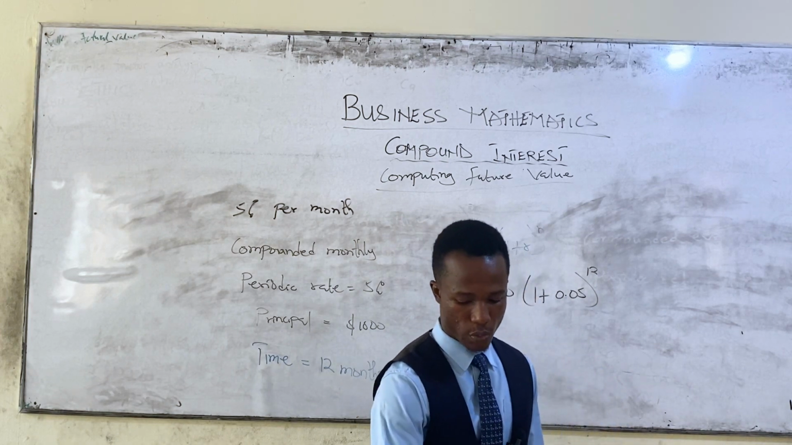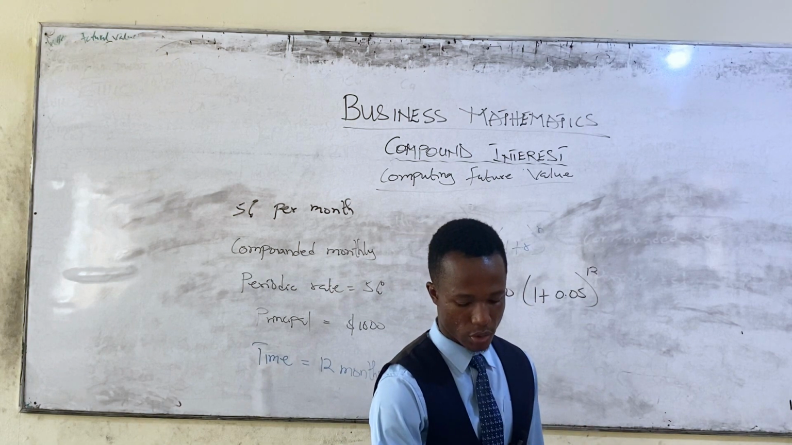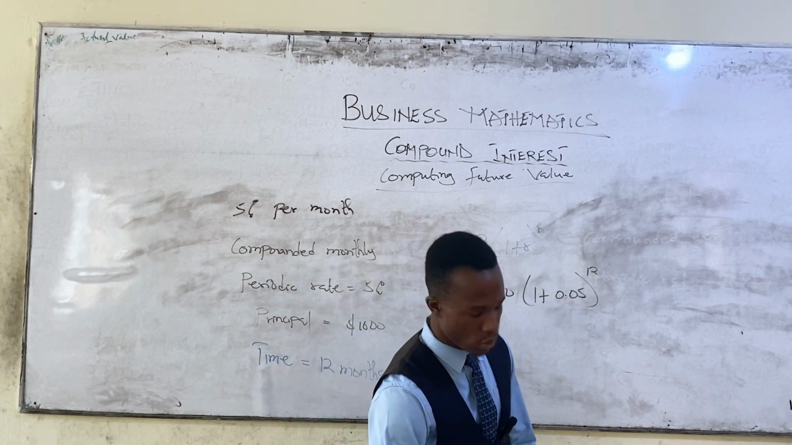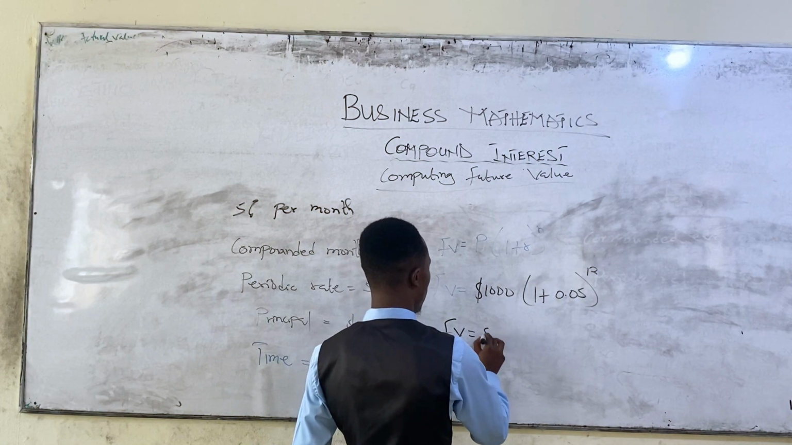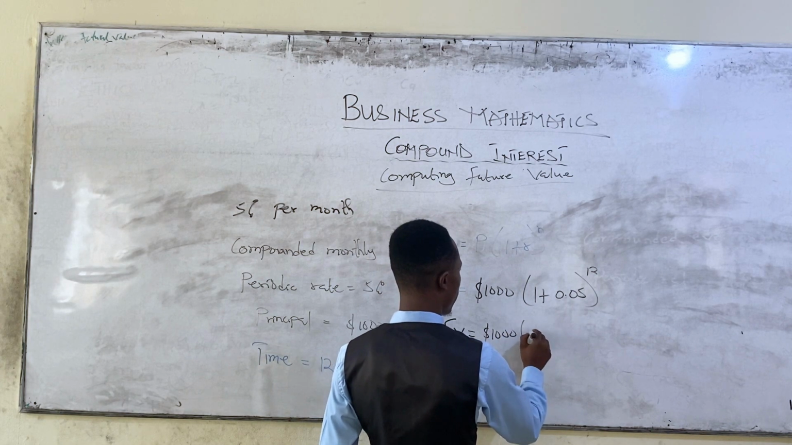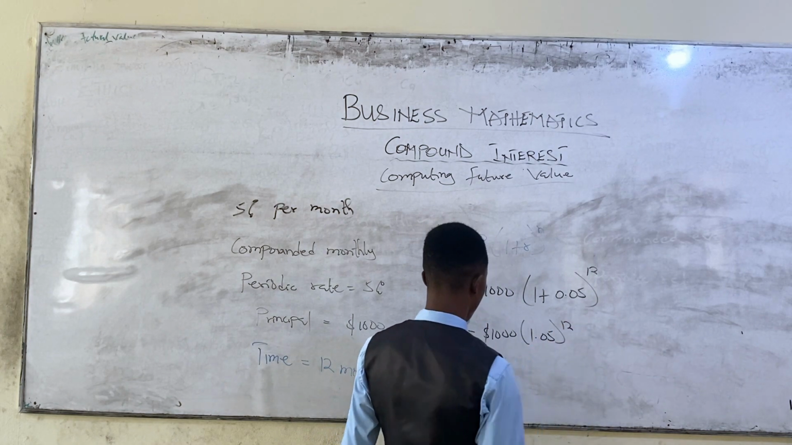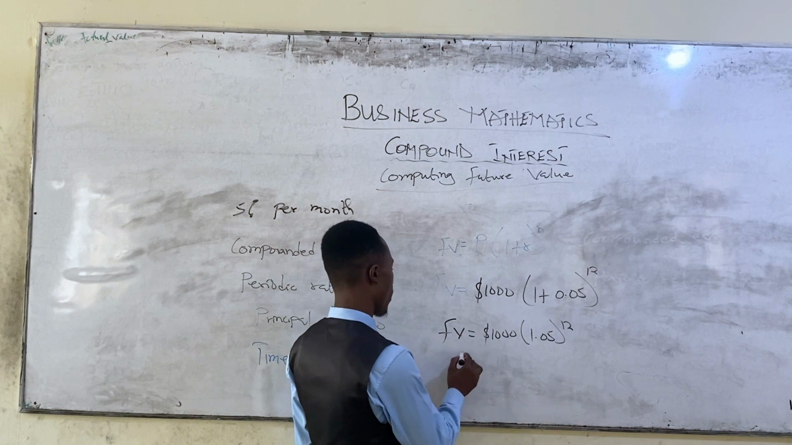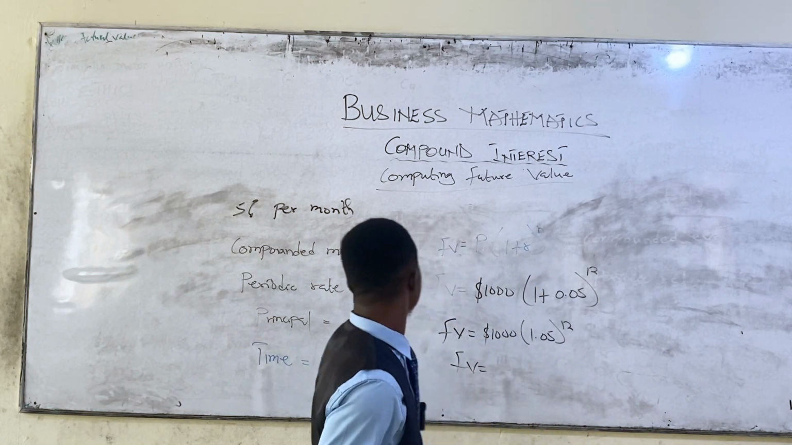But then I'll give you one question to try. Let's look at this question and I'll give you one to try and say bye bye to compound interest. Okay, so here you just calculate for this. You are going to get FV equal to 1000, then you have 1.05 exponent 12. Okay, so you input this in the calculator, then you provide me the answer for the future value. Okay, as simple as that.